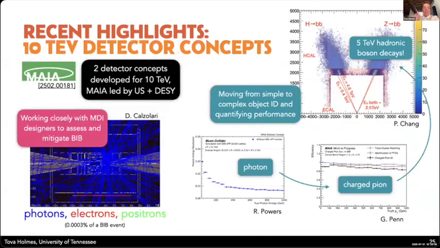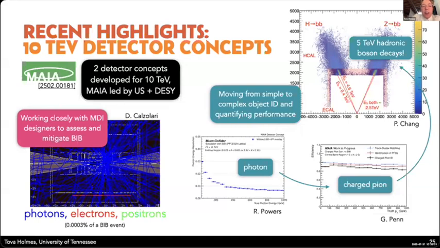Okay, moving on to the detector concepts. This year, roughly, 2 detector concepts were developed for 10 TeV, and one of them, MAIA, is led by the US, and the other is MUSIC. And we've been working very closely with the machine detector interface designers to assess and mitigate the beam-induced background, which you can see pictured here.